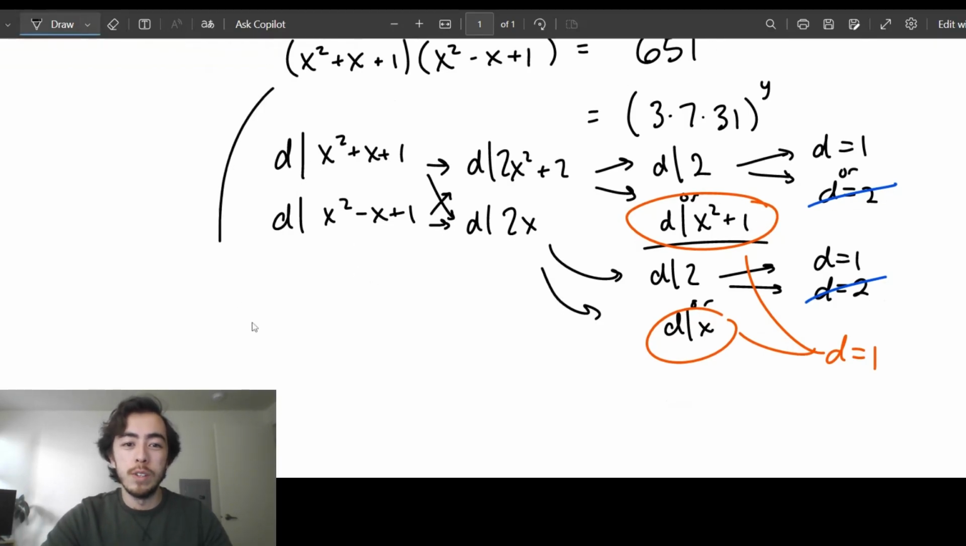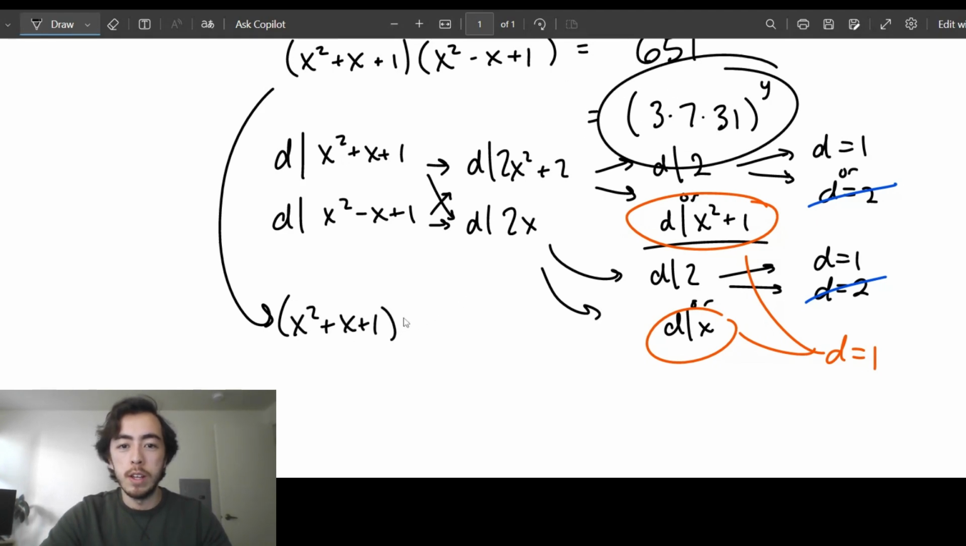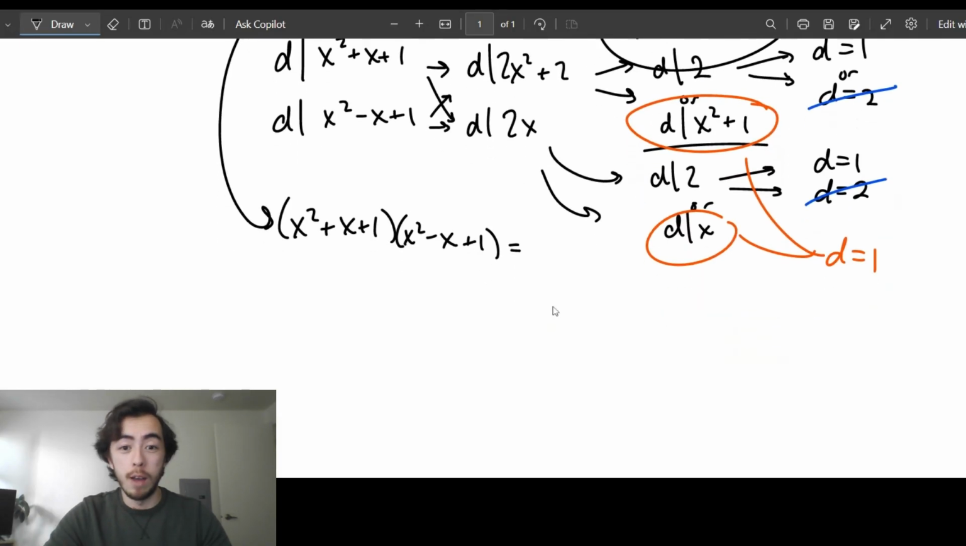So all of this was to show that when we do this factoring right here and set it equal to this expression on the right, I can't share the 3 and the 7 between both of these factors because they're co-prime.